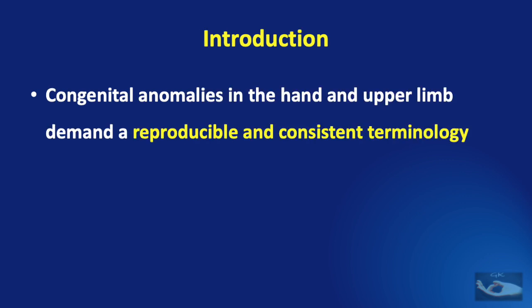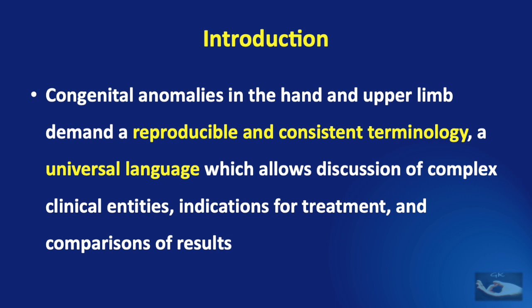It is important to have a good classification system for congenital hand differences because congenital anomalies in the hand and upper limb demand a reproducible and consistent terminology, that is, a universal language which allows discussion of complex clinical entities, indications for treatment, and comparisons of results.